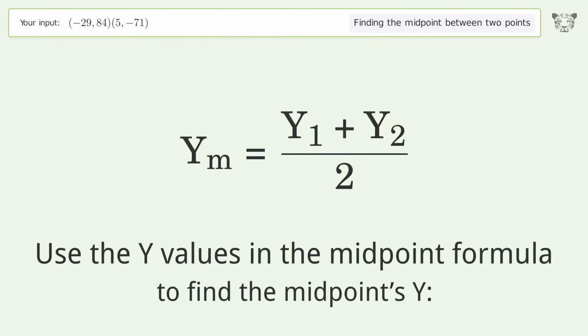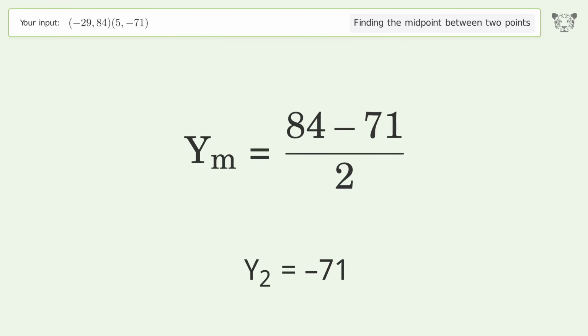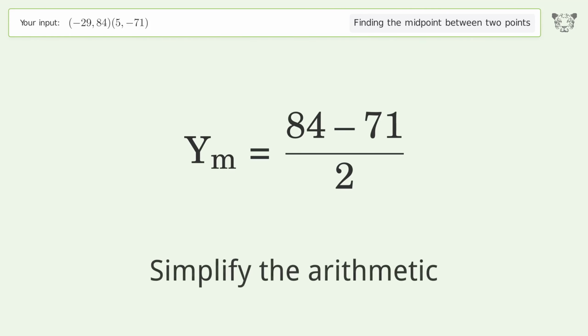Use the y values in the midpoint formula to find the midpoints y. y1 equals 84. y2 equals -71. Simplify the arithmetic.